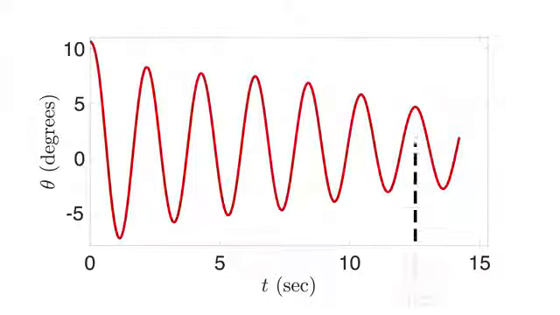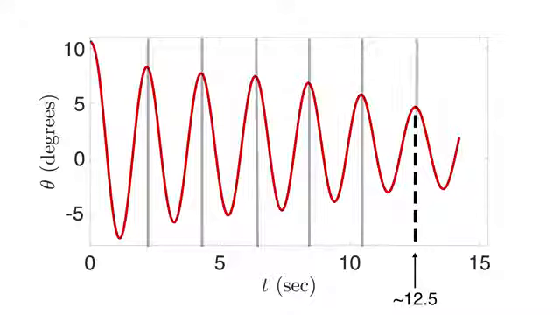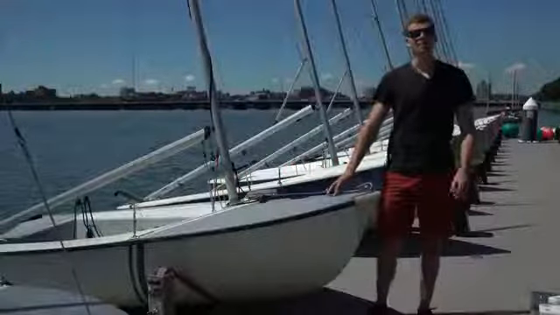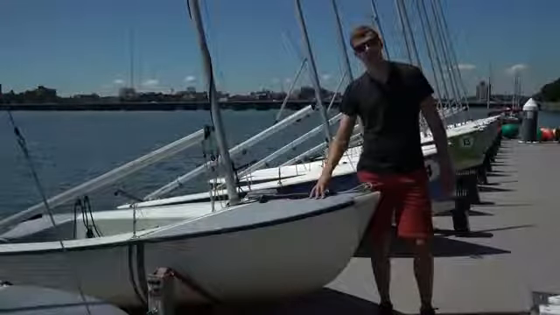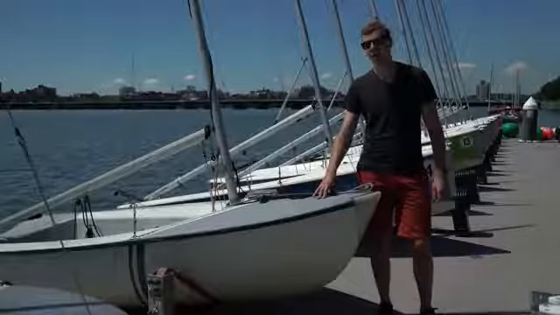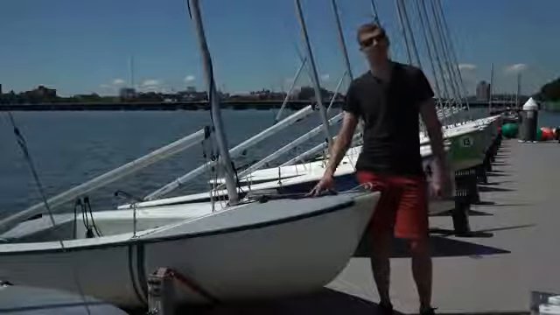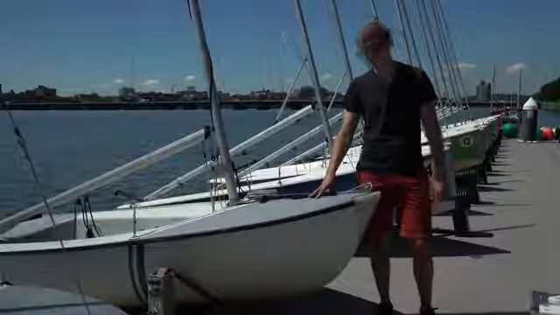We have observed that it took about 12.5 seconds for the boat to rock back and forth 6 times. Therefore, the period of the boat's oscillation is approximately 12.5 seconds divided by 6, which is just above 2 seconds. Based on our experiments, we have determined that this boat has a stable equilibrium, and we have a good estimate for the period of this boat's oscillations around that equilibrium.